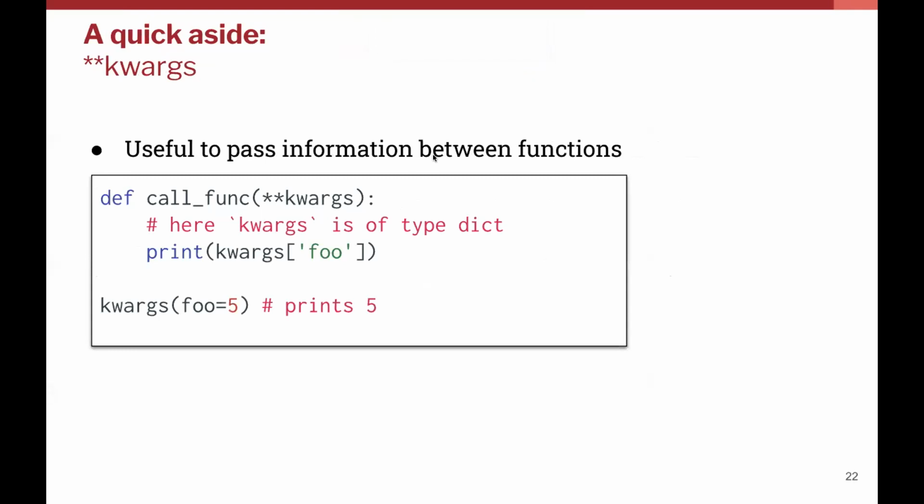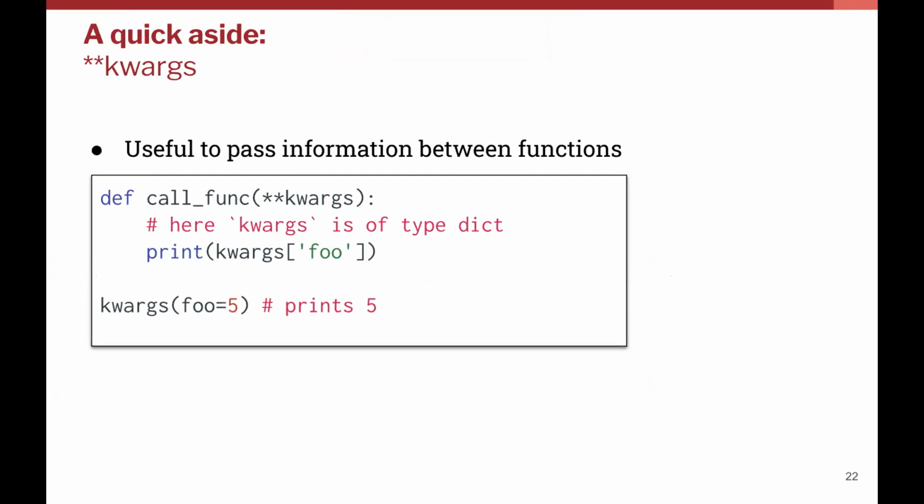A quick aside I want to talk about is kwargs. Kwargs is a very useful trick to pass information between functions, and it's of such great importance in building these kinds of large systems that we think it should go here. A kwargs is basically a way to transmit information between one function and another.